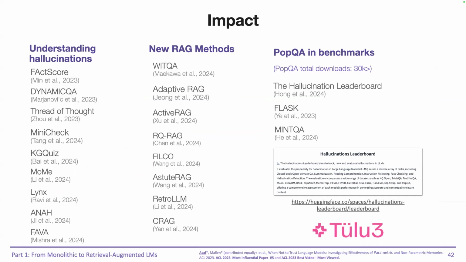Recognized as one of the most cited ACL 2023 papers, it paved the way for research in this area, advancing both our understanding and model development. PopQA is now widely used and integrated into multiple benchmarks and used as one of the core benchmarks for state-of-the-art language models, such as Tulu 3.